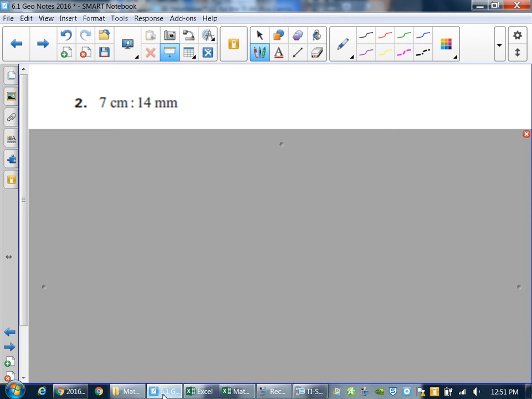Really, the only things that I'm going to keep you guys accountable for is how many inches are in a foot. How many inches are in a foot? 12 inches in 1 foot. How many feet are in a yard? 3 feet, 1 yard. How many feet are in a mile? 5,280 feet in a mile.